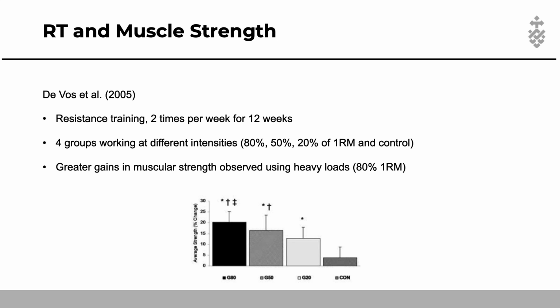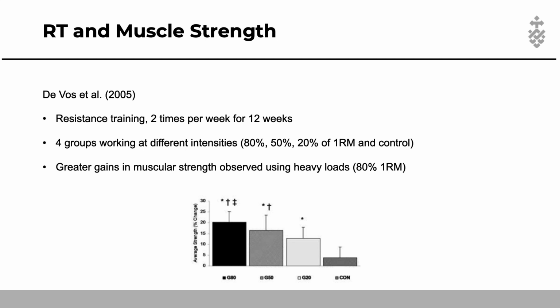So how can we increase our muscular strength in old age? Obviously, there's resistance training, but what type of resistance training is best for elderly populations? So this study looked at the effects of resistance training 2 times per week for a total of 12 weeks. And they put the participants in 4 different groups.